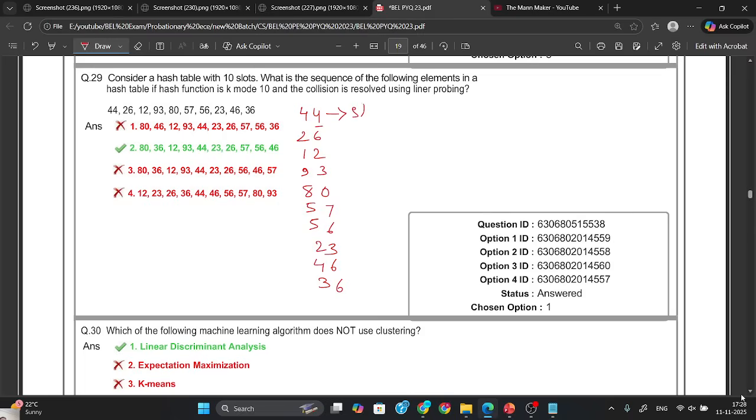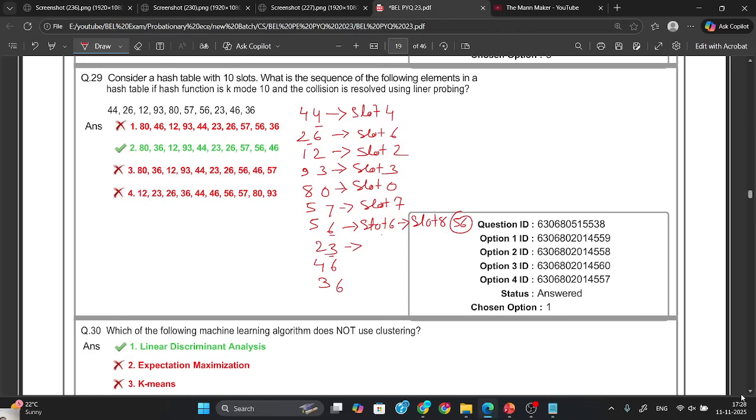This is 44, so it will occupy slot 4. Then 26 will go to slot 6, 12 to slot 2, 93 to slot 3. Okay, and 80 will go to slot 0, and here 57 means slot 7. Now this is 56, so it will go to slot 6, but in slot 6 already 26 is there. So again it will go to slot 7, but in 7 also 57 is there. Now it will go to slot 8. So in slot 8 we can occupy 56.